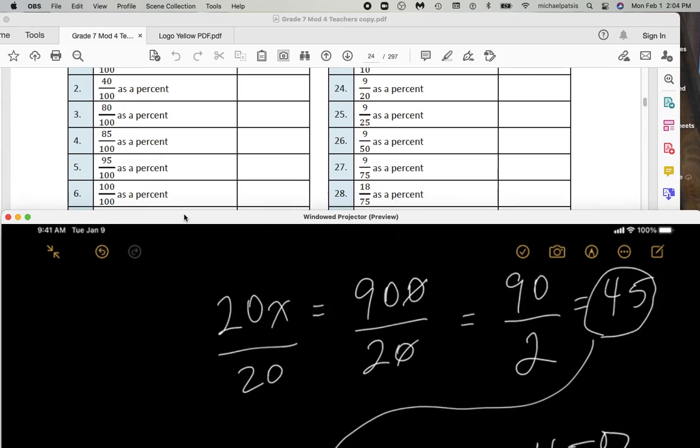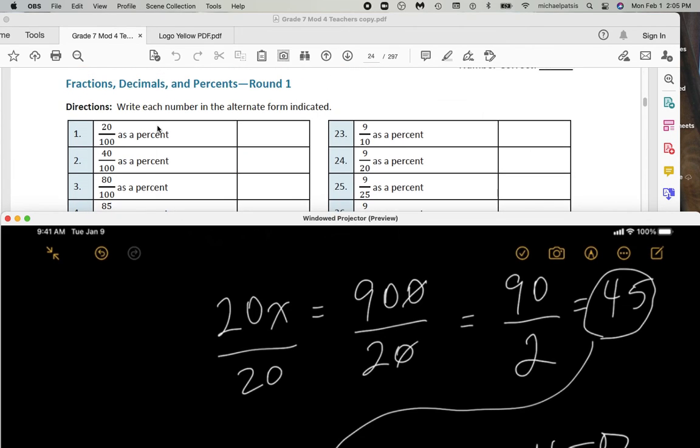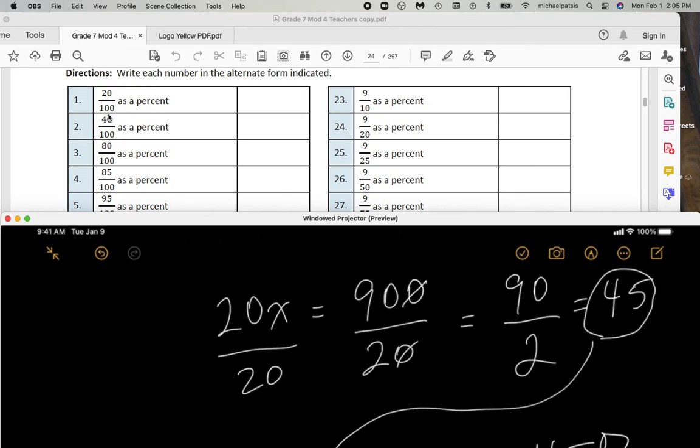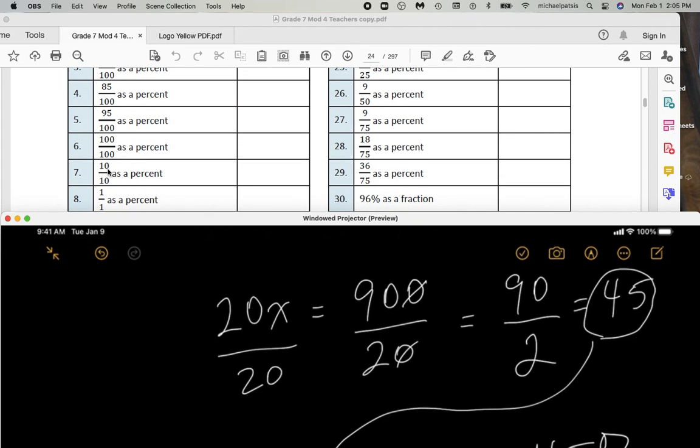All of these on this left side column, as long as 100's in the denominator, you can use the numerator as a percent. So here we go. 20 over 100, have 100 in the denominator, 20%. 40 over 100, 40%. 80 over 100, 80%. 85%, 95%, 100%. Whoa, this is not 10%. Why? Because you don't have 100 in the denominator.